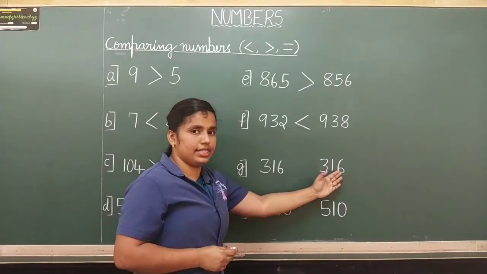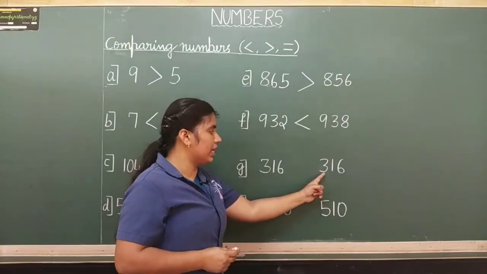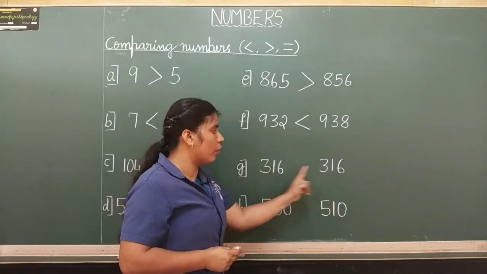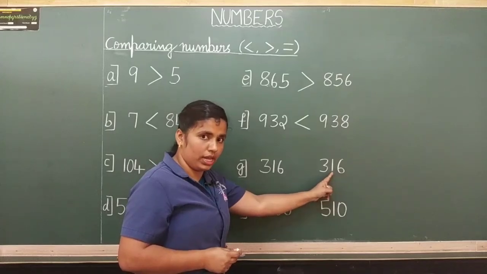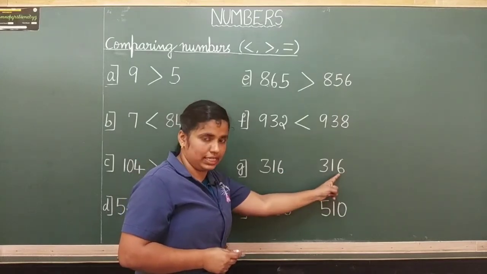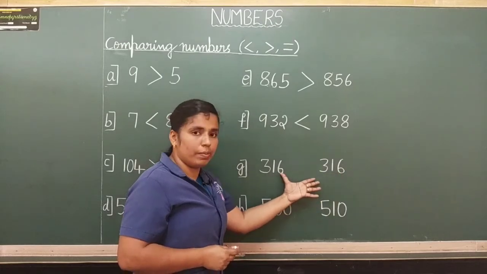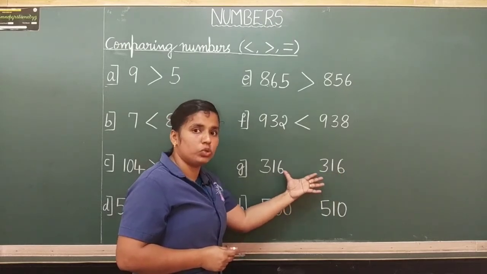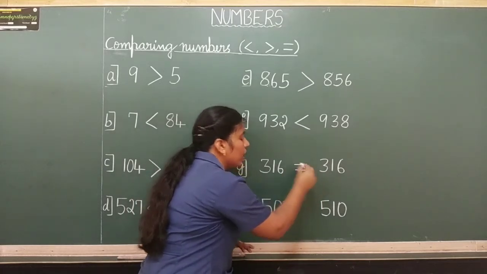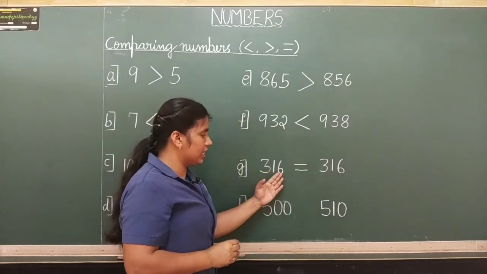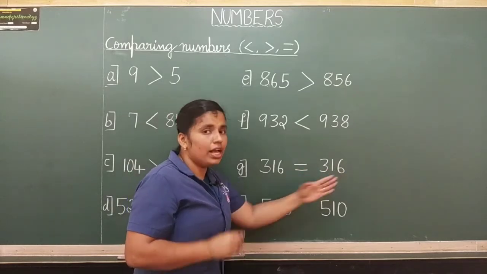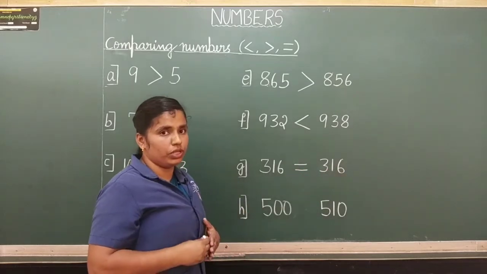316 and 316. The hundreds place is the same, the tens place is also the same. Here we have 1, here also we have 1. In the ones place we have 6, here also we have 6. Therefore, these two numbers are equal. So, we have to put the symbol equal to. 316 is equal to 316. Let us take one last example.